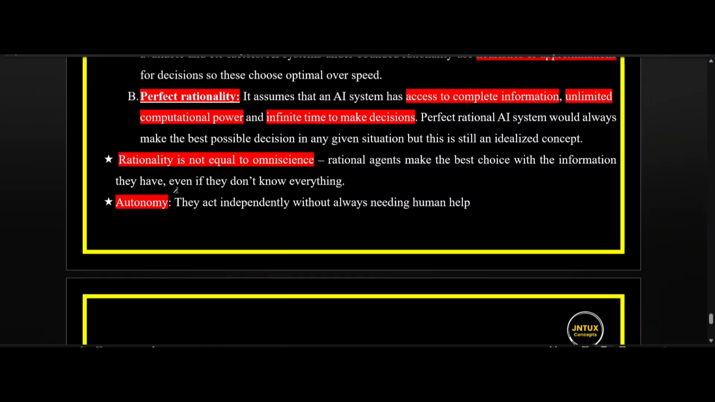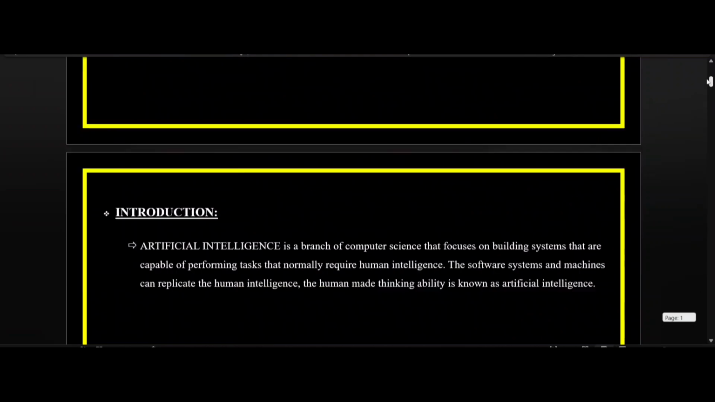Autonomy is when these rational agents act independently without always needing help from a human. So that is the concept of rationality which we have covered in this particular video.